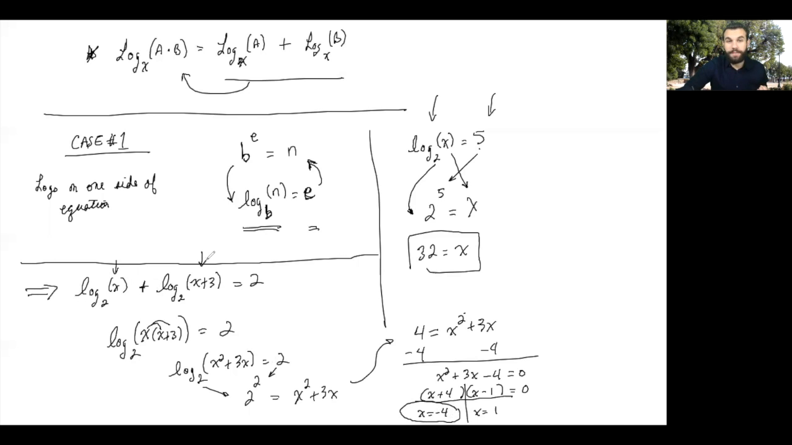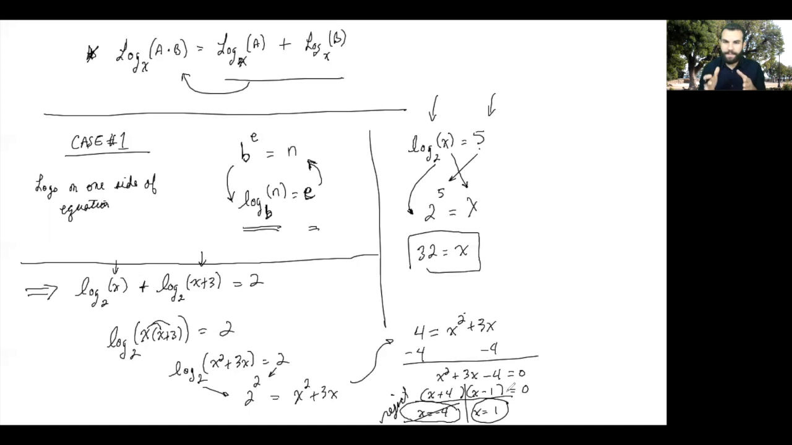Same thing if I plug -4 here, I get log base 2 of -1, right? -4 plus 3. Again, we're going to get an error. So if I get an error with either one of these logs based off of one of my answers, we have to reject it. So my only answer for this is x equals 1, okay?